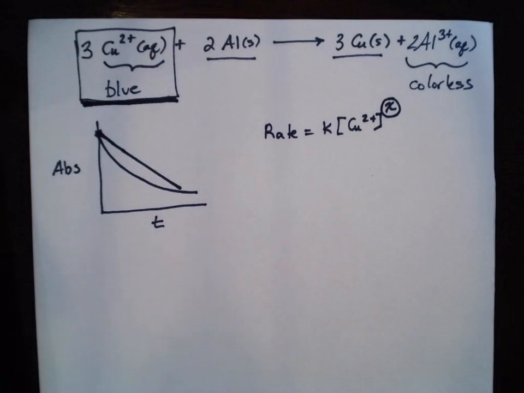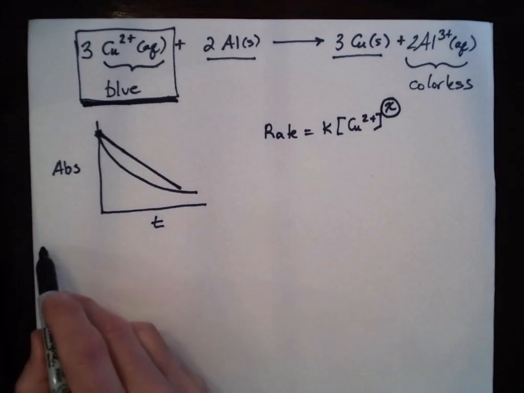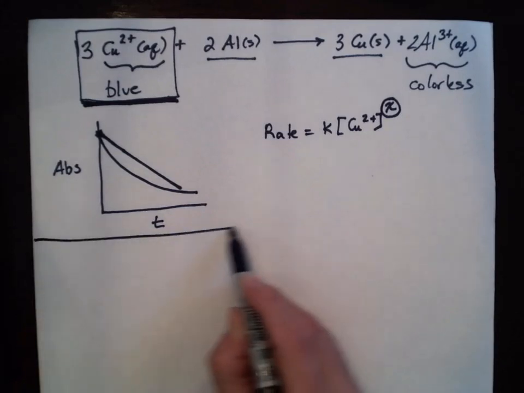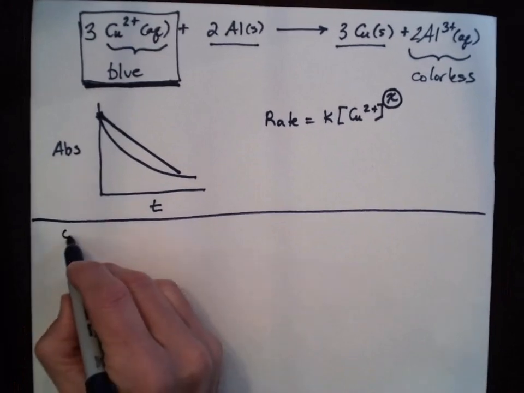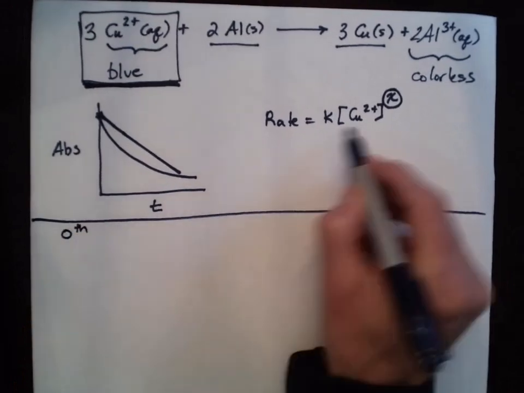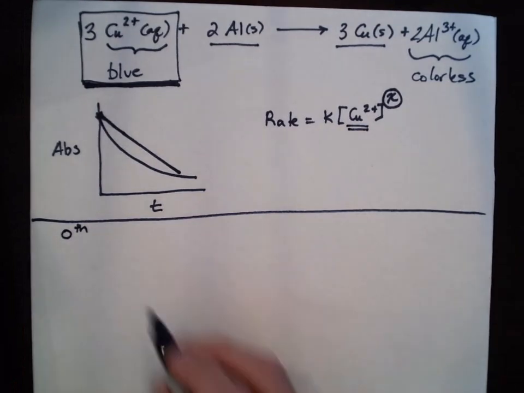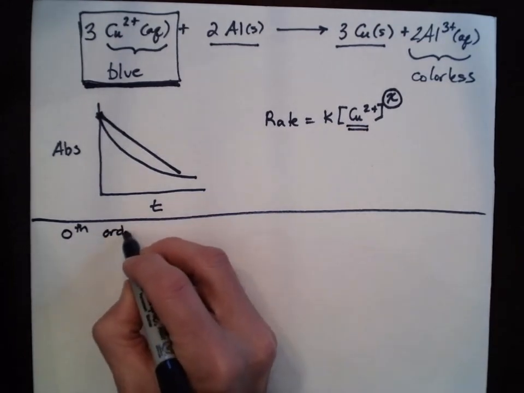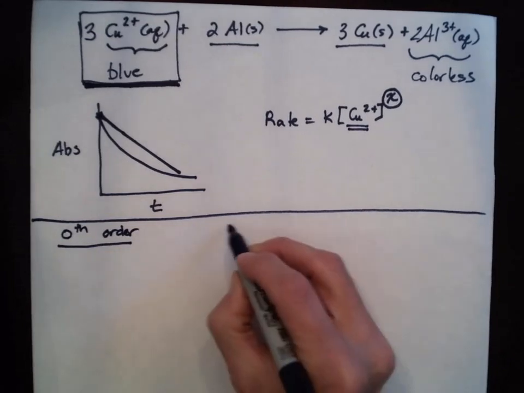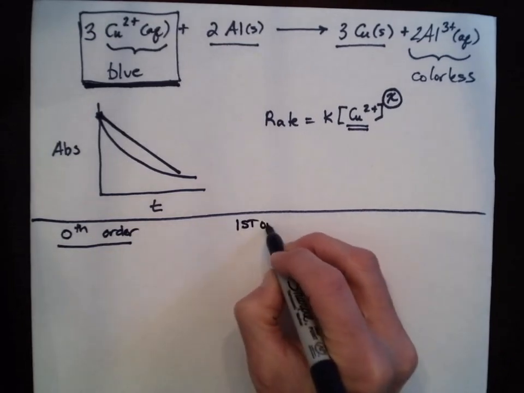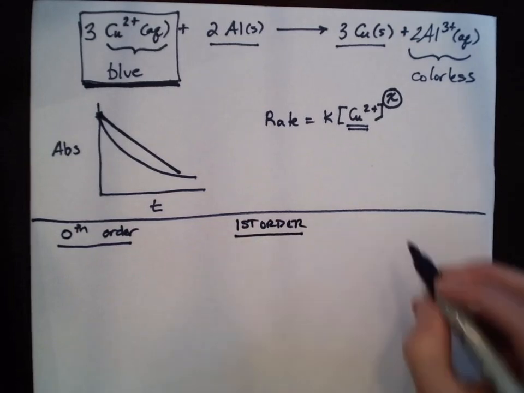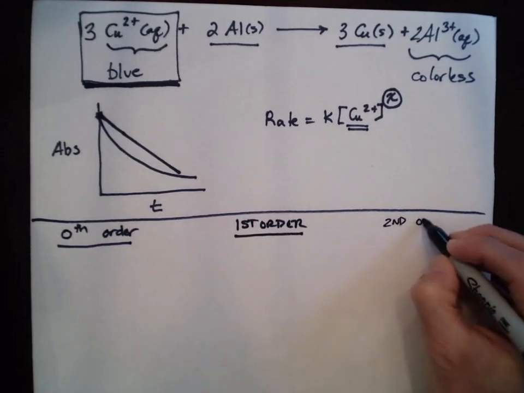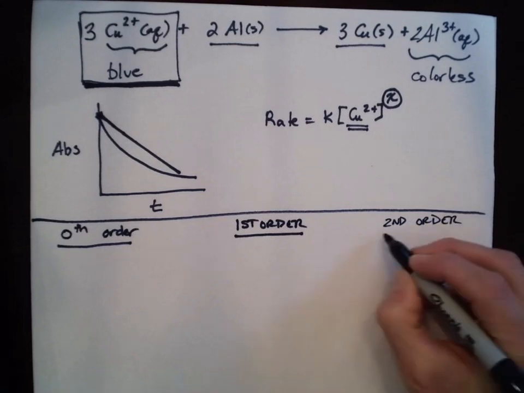And we're going to show you how you do this for 3 different types of reactions, or I should say 3 different cases. And those 3 different cases are going to be the case where the reaction is 0th order in our copper concentration, where it's 1st order in our copper concentration, or where it's 2nd order in our copper concentration.